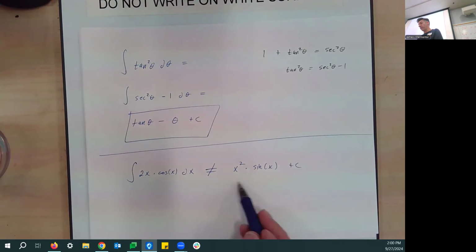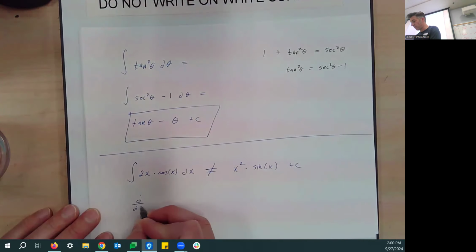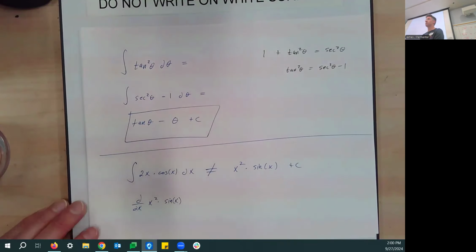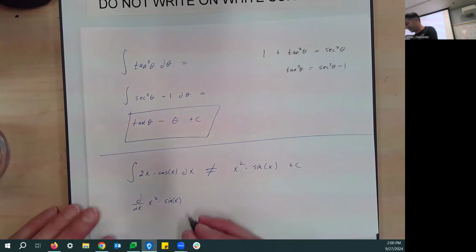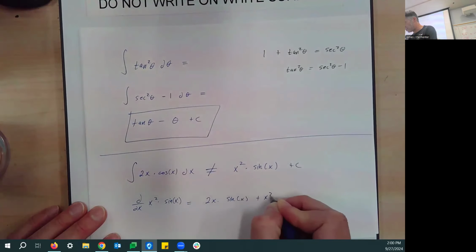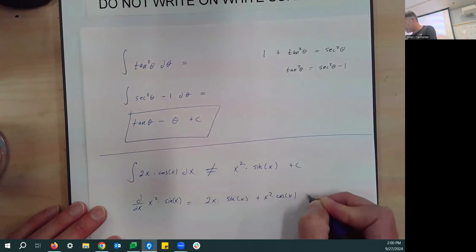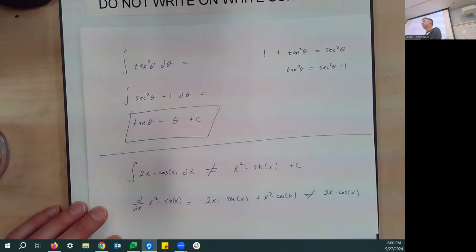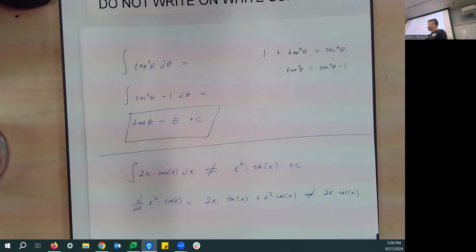Because if you took the derivative of x squared times sine of x, what derivative rule would we have to use? The product rule, exactly. So it'd be 2x times sine of x plus x squared times cosine of x, which is certainly not the same as 2x times cosine of x. So later on, probably in a week or so, we'll talk about how we anti-differentiate things like that using what's called integration by parts. But for now, we're not there yet.